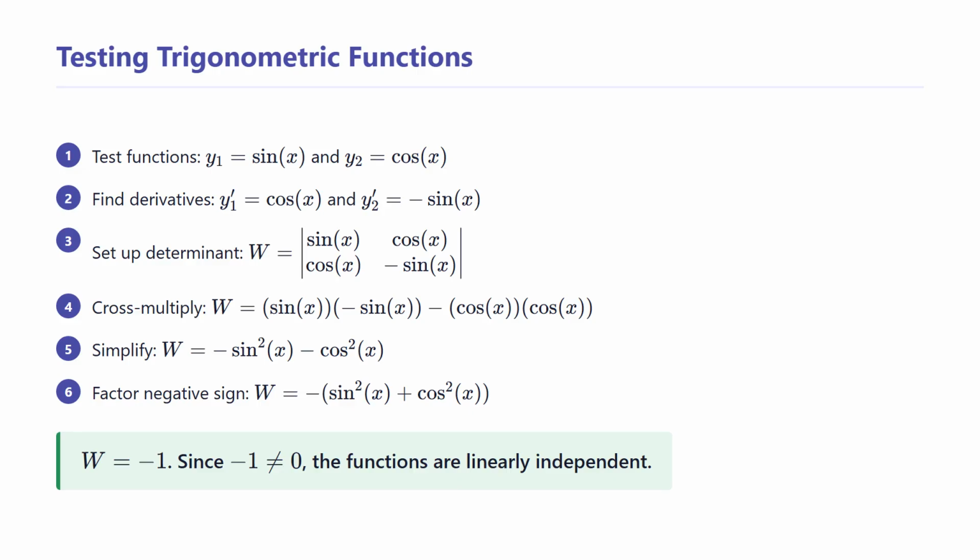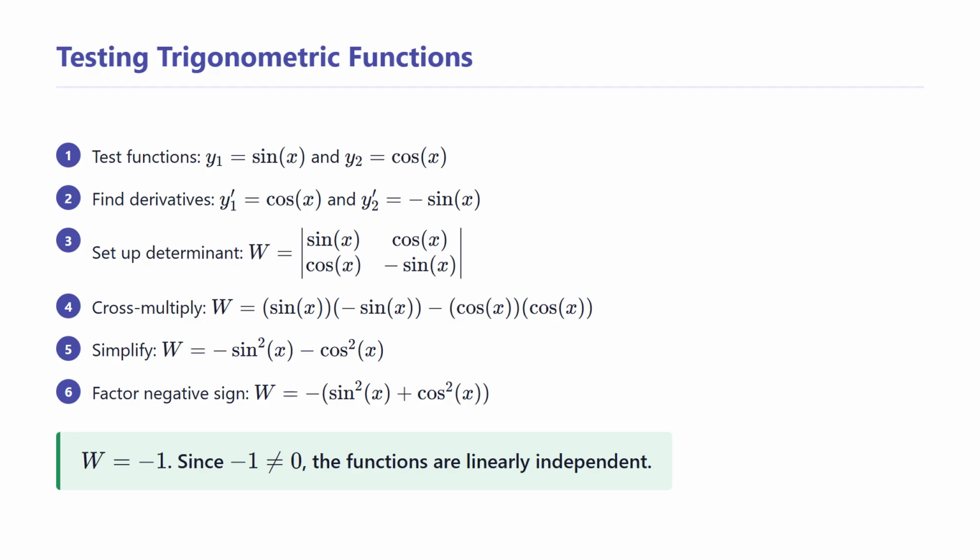Let us try another classic example, this time from the physics of waves and oscillations. Suppose we have the sine of x and the cosine of x. We intuitively know these are distinct, but let us prove it mathematically. First, we compute the standard calculus derivatives. The derivative of sine is cosine, and the derivative of cosine is negative sine. It is crucial to remember that negative sign. We populate our determinant matrix and cross-multiply.